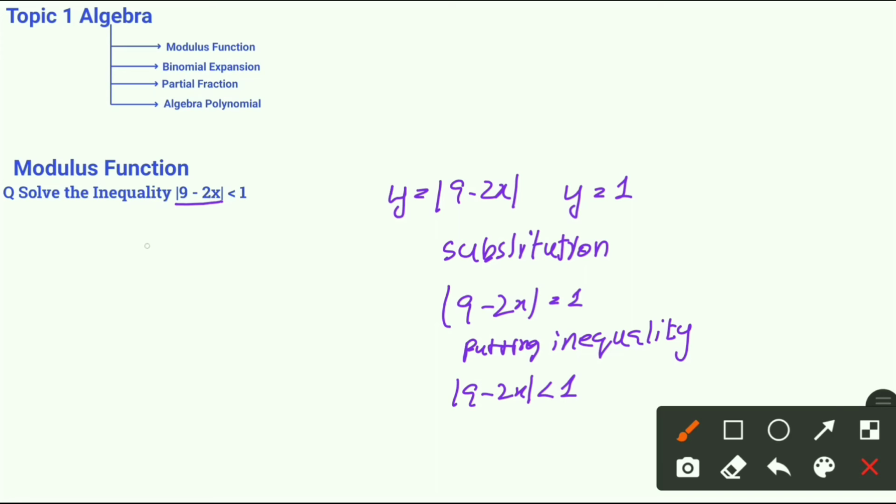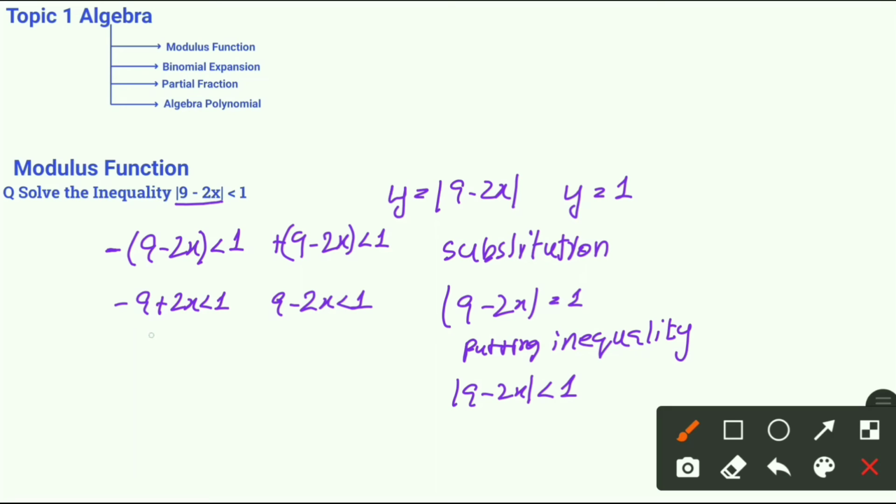Since we know the input could be a negative number or a positive number, either it is negative or it is positive. So minus 9 plus 2x less than 1, or plus 9 minus 2x less than 1. The 9 will go to the right side, so 2x is less than 10, and the 1 will go to the left side, so it's going to be 8 less than 2x. So here it's going to be 5, and here it's going to be 4. These are the answers.